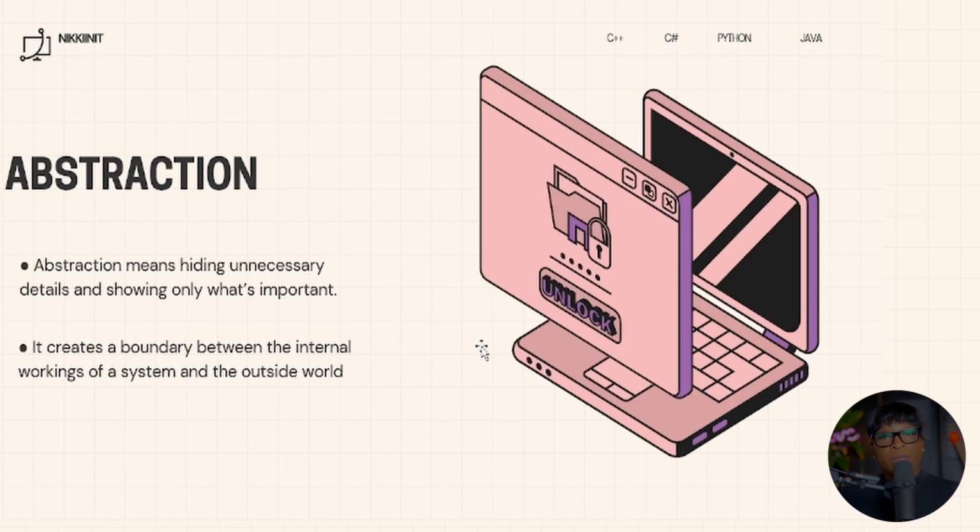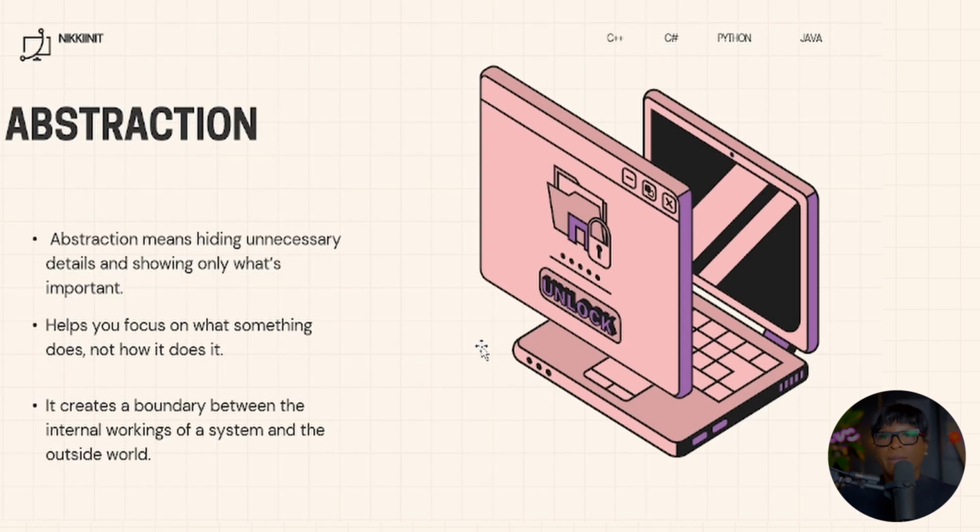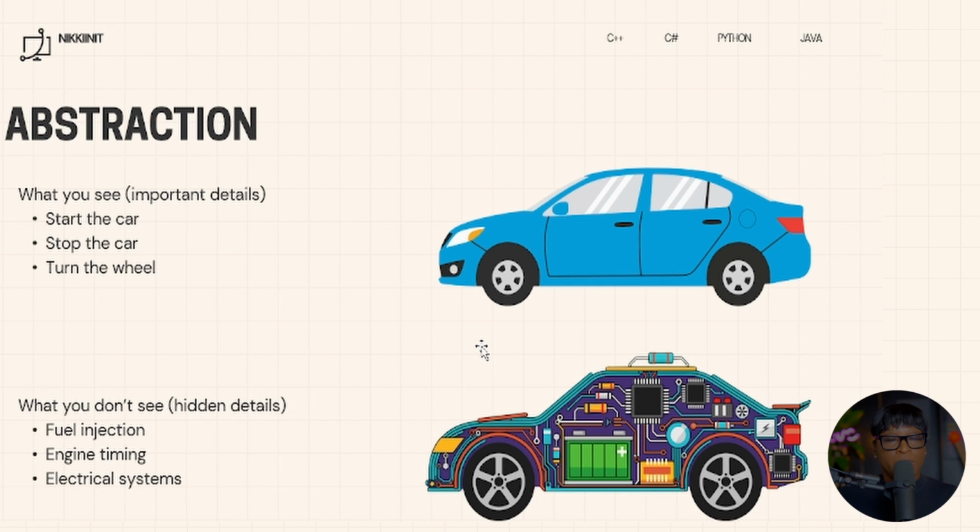So in OOP, you have something called abstraction. And abstraction means to hide unnecessary details and only show what's important. So for example, let's say you're working at the manufacturer and you're creating that car. The users don't have to know how the inside of the engine works. The users don't have to know how the pistons work.